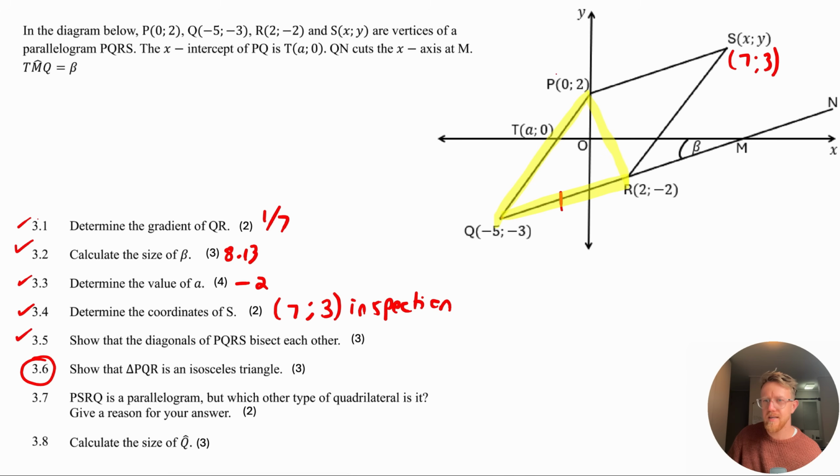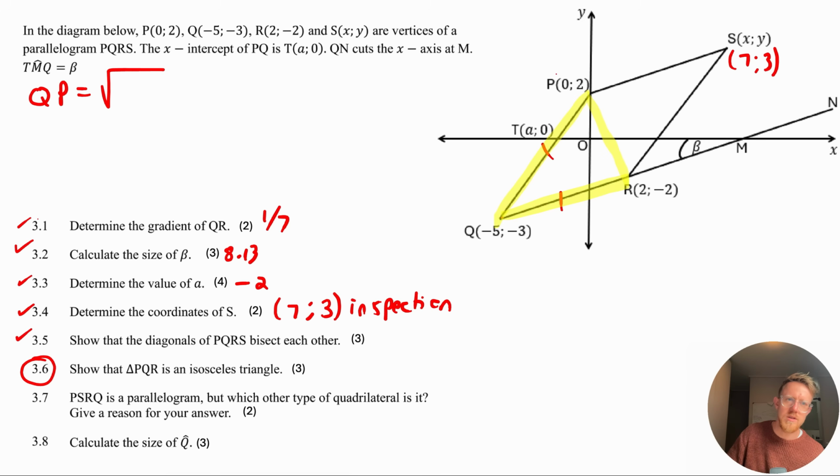Well, it's definitely this one and this one. So don't go waste time trying to find the length of that one. Go find the length of this one here. Go find the length of that one here, and just show that they are the same. Okay, so we'll go find the length of QP first.